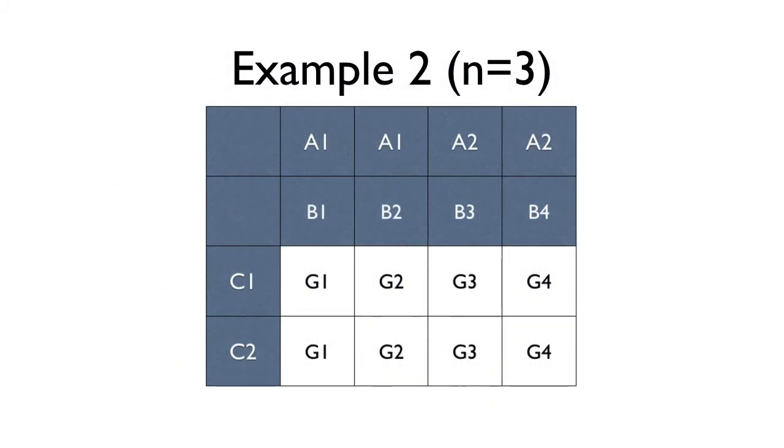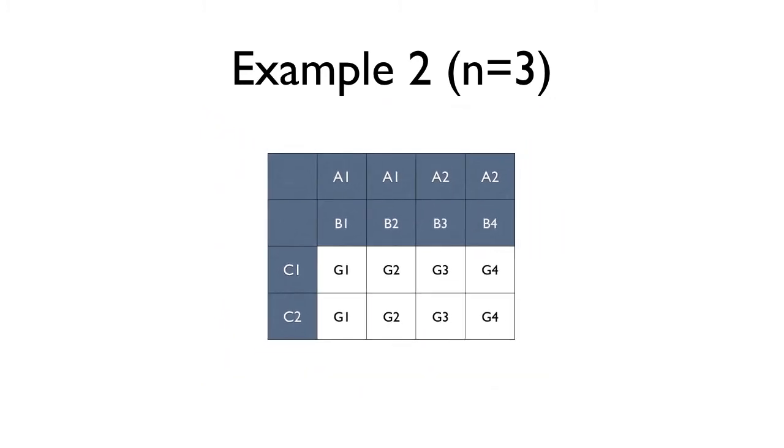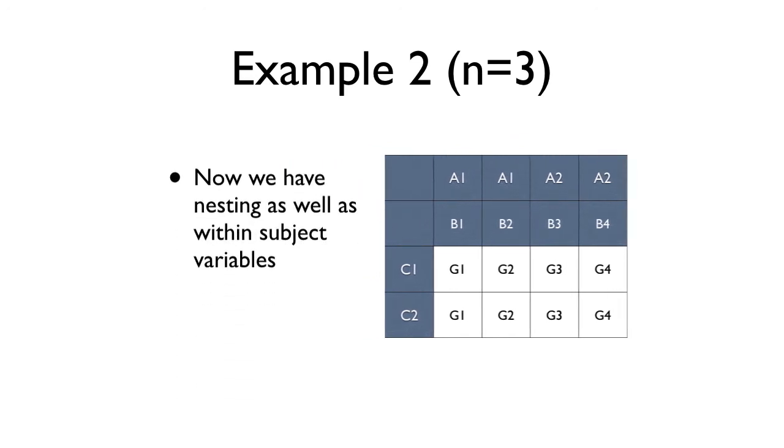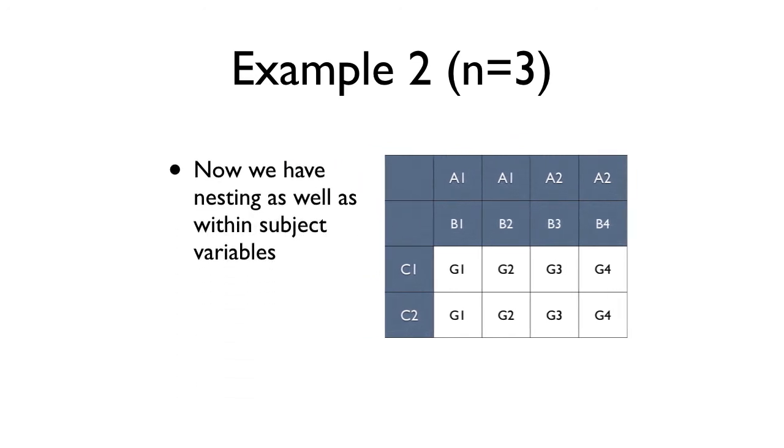So here's another example. So you understand this design. It's weird and it's crazy and don't do it, but you can see why it would happen. So here's another example. This is with 3 subjects. We've got A1, A2, B1 to 4, C1, C2, and here are our groups, 1, 2, 3, 4. So now we have nesting of variables, and a within subject variable as well.